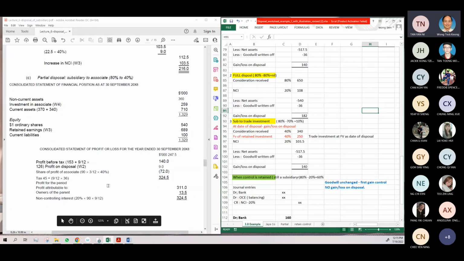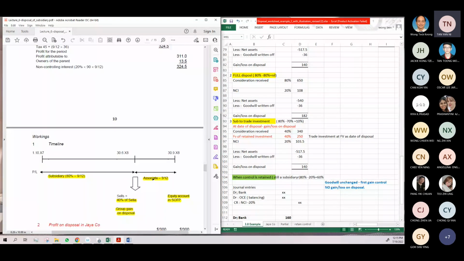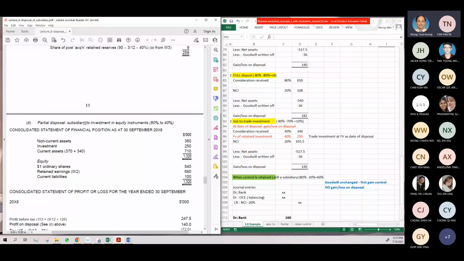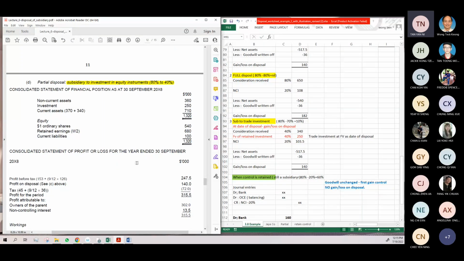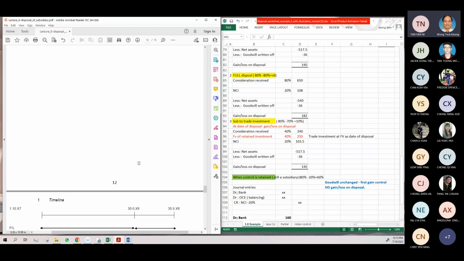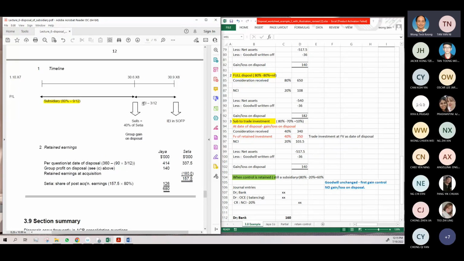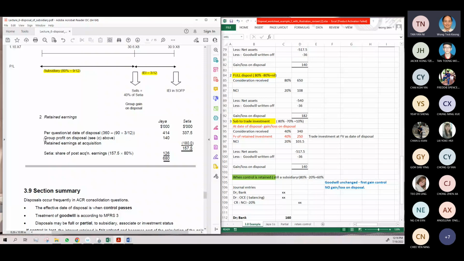This partial subsidiary to associate, how we are doing part C, how we are doing part D. So subsidiary becomes equity instrument, meaning trade investments. So first 6 months is subsidiary, next 6 months it becomes a trade investment. Investment instrument, okay? So you have 140 here. Let's see here where I compute.